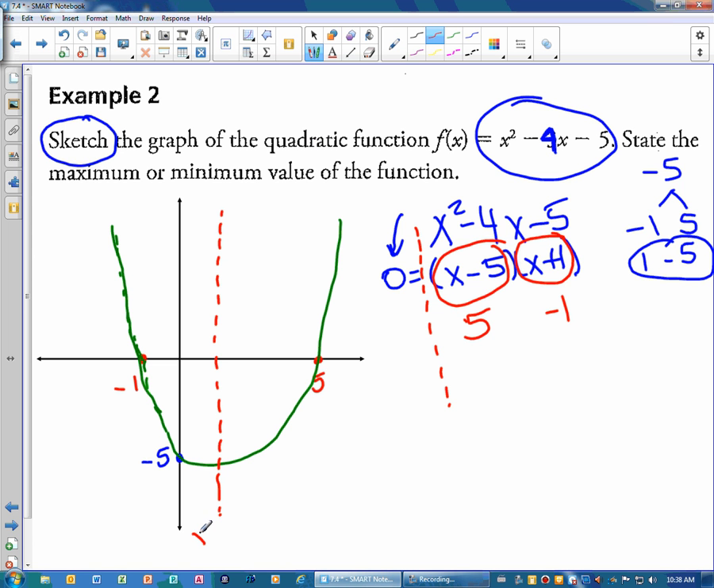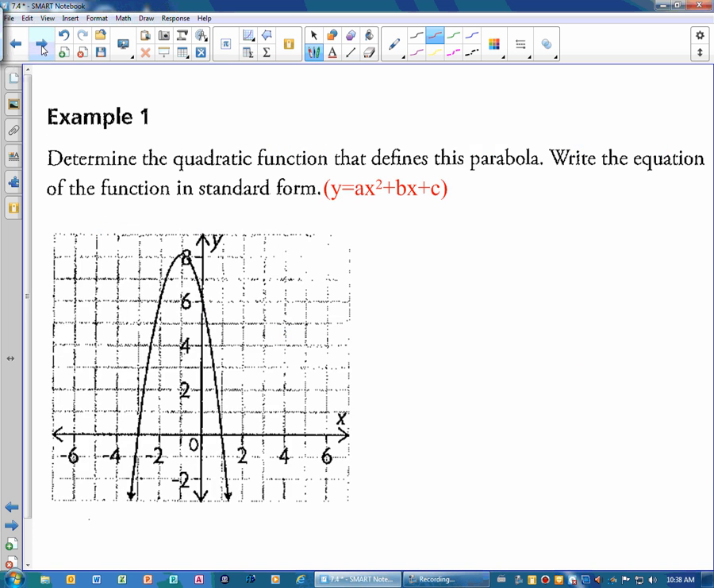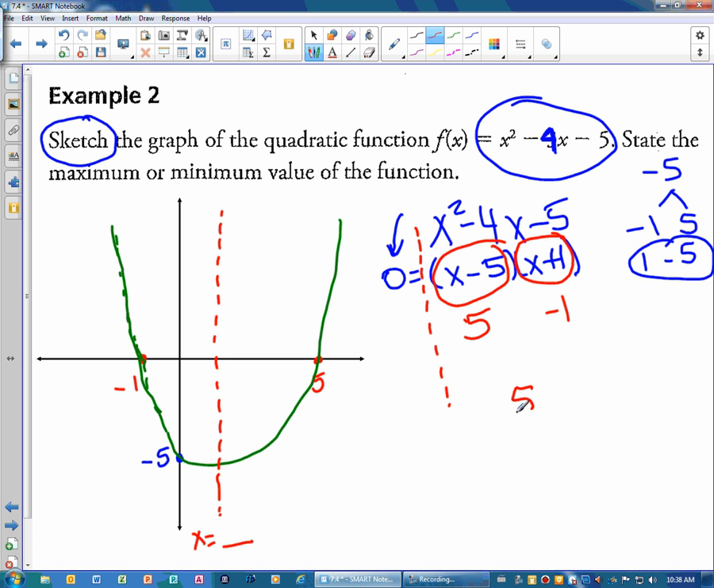We should label it. Where do you think that this goes through the x-axis? Well, remember I said that you can calculate it all the way back to the first page. You can calculate the axis of symmetry. So add up your two intercepts and divide by 2. So add them up, divide by 2. 5 plus -1 is 4. 4 over 2 is 2. Okay, so I know my axis of symmetry is x equals 2.